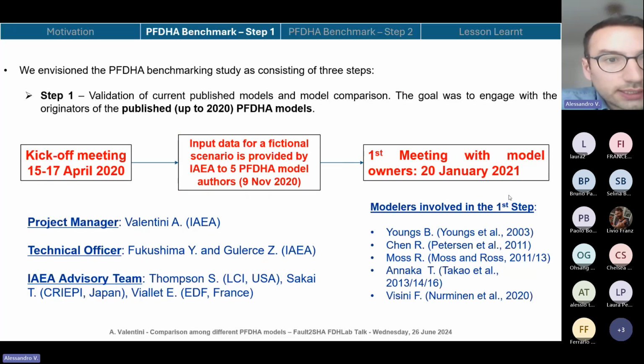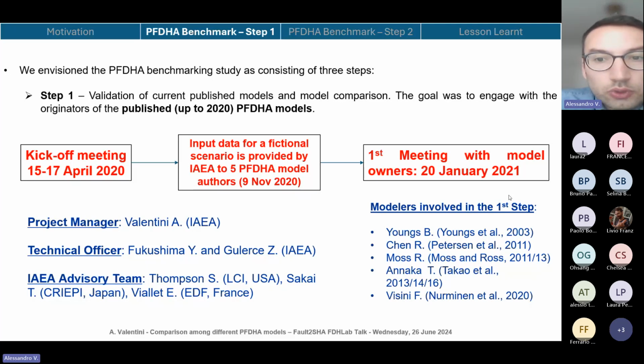As I said, the project is made of 3 steps. The first step started in 2020 with a kickoff meeting, and the project started the same day. The main goal of step 1 was to engage with the originators of the published PFDHA models, published up to 2020.